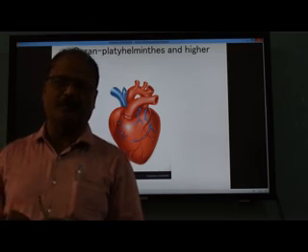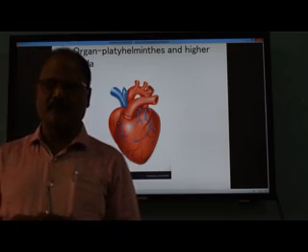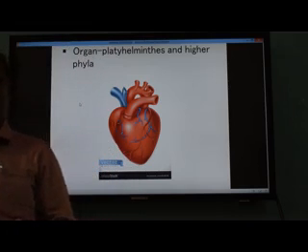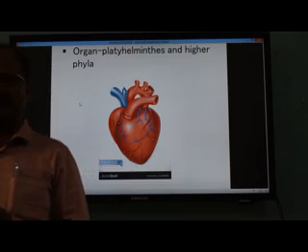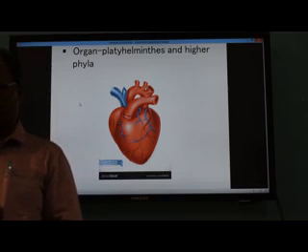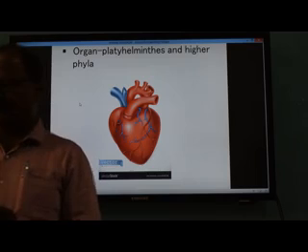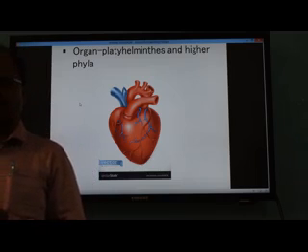Suppose you take a human body, we have different organs. Suppose you take the heart. The heart pumps the blood and distributes the blood to the different parts of the body. Okay, an example is Platyhelminthes up to the higher phyla.